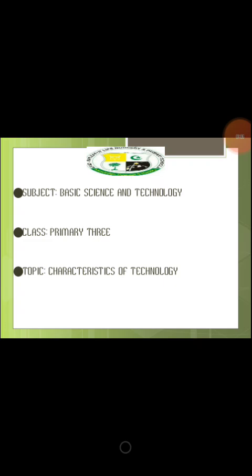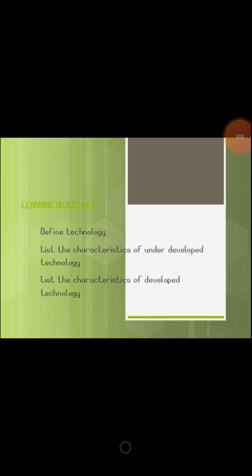So, today, our learning objectives for characteristics of technologies are: we are going to define technology again. We'll list the characteristics of underdeveloped technology, and we'll list the characteristics of developed technology.